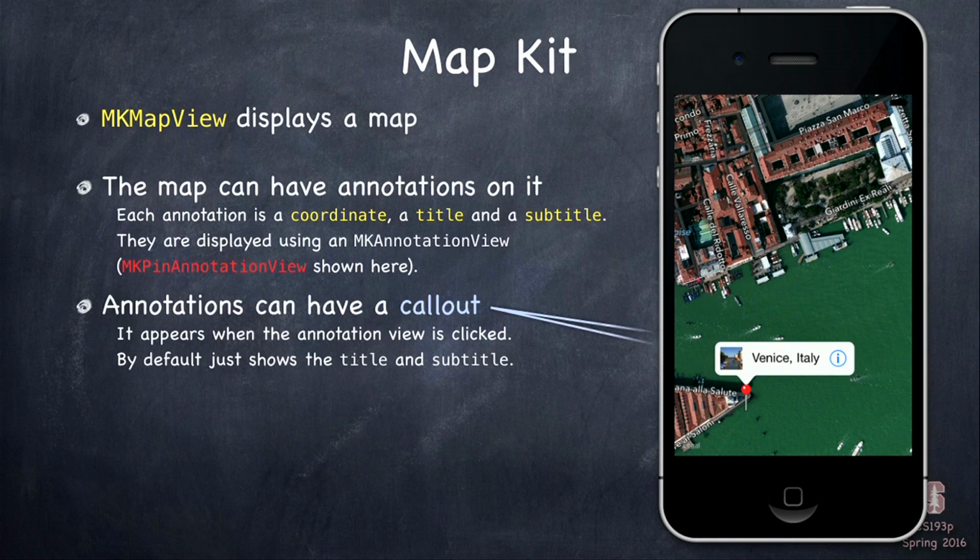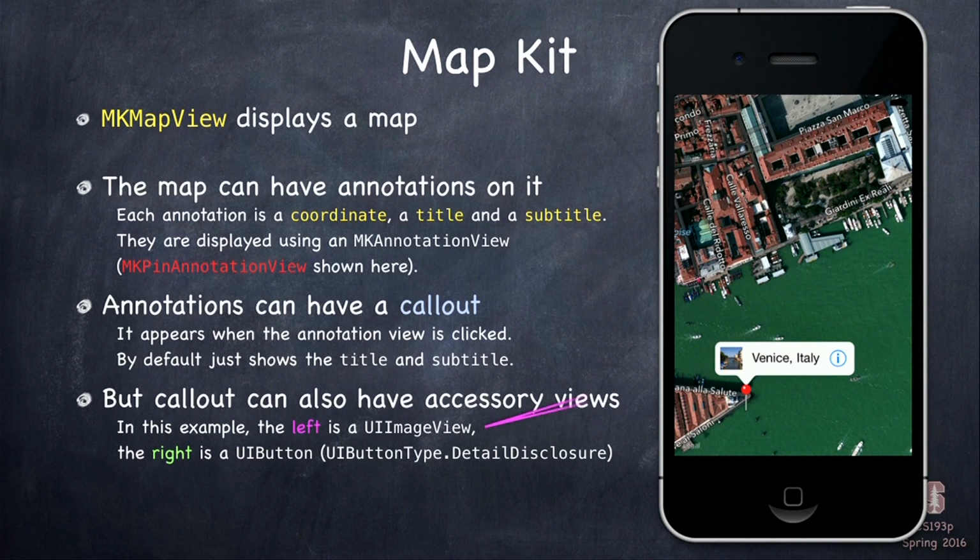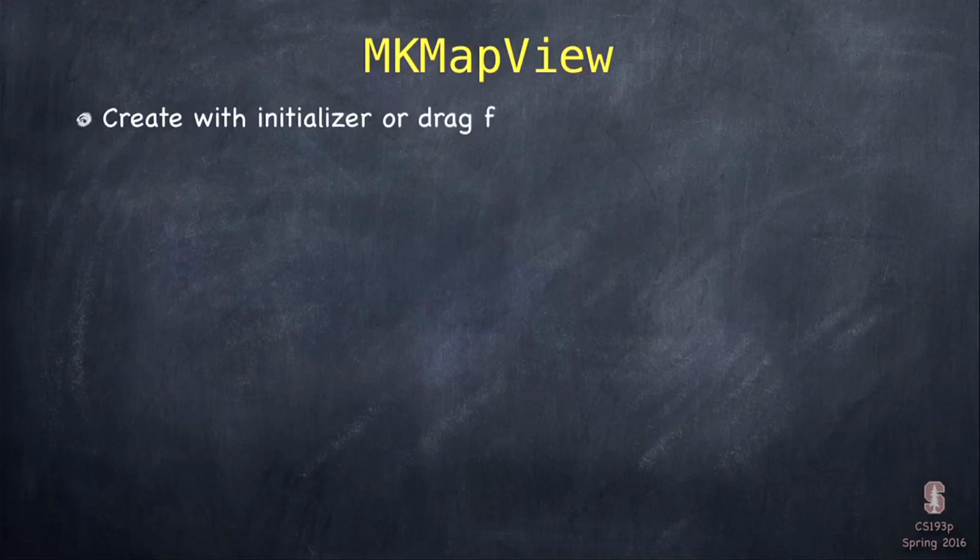The annotations, though, can also have this callout, this white area. That's not part of the annotation view. That's a callout that the annotation view brings up. Actually, let's talk about its components right now. It's got a left accessory view and a right accessory view. These are usually things like UIImageViews or maybe UIButtons, things like that. So this is how we're going to build our map UIs out of these components.